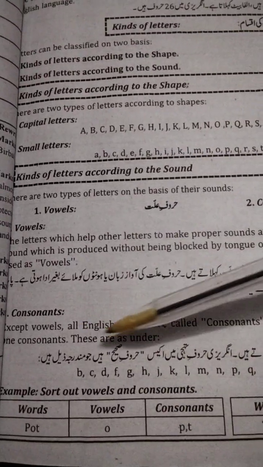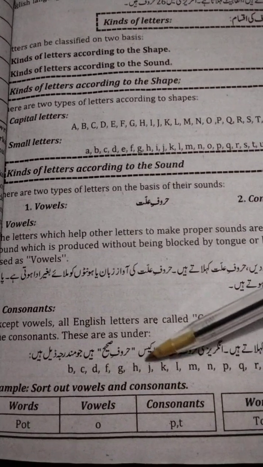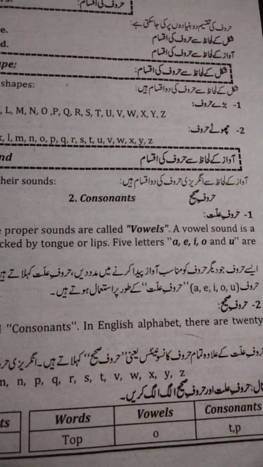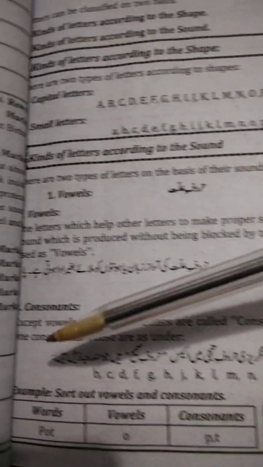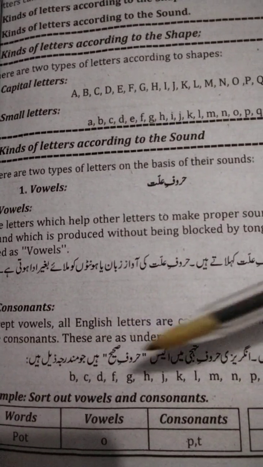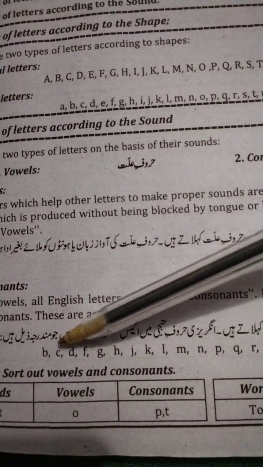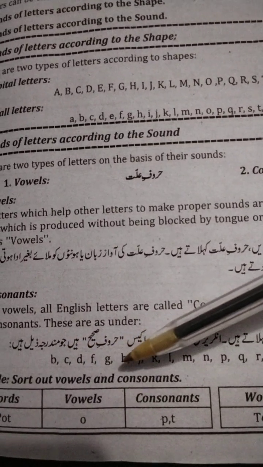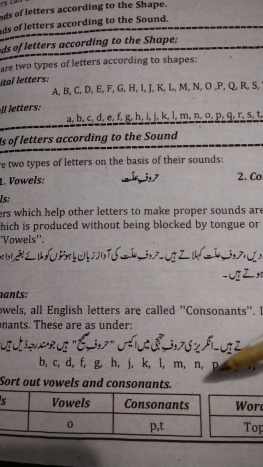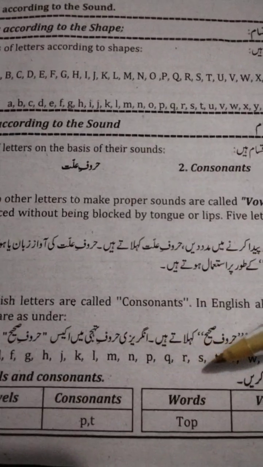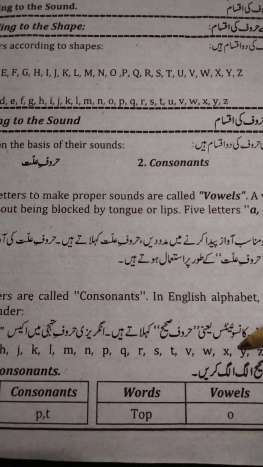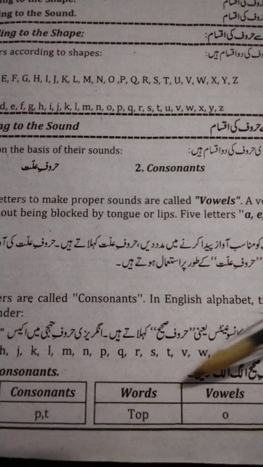Consonants. All the other English letters are called consonants. In the English alphabet, there are 21 consonants. These are as under: B, C, D, F, G, H, J, K, L, M, N, P, Q, R, S, T, V, W, X, Y, Z.